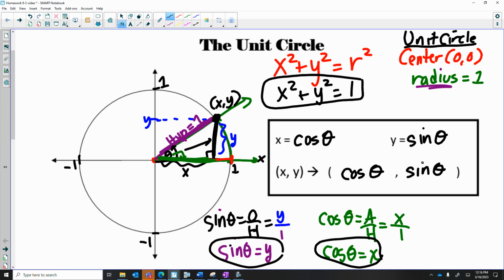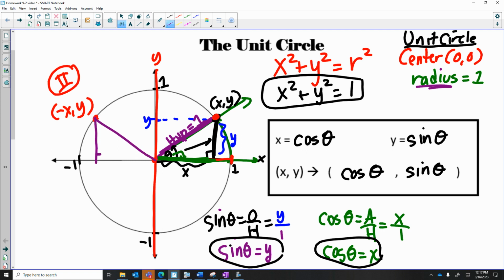So now what happens if I rotate this angle into quadrant 2? Well, I could do a reflection actually over the y-axis, and I'll land my point here in quadrant 2. Now this point's going to be a negative x and a positive y because in quadrant 2 we have negative x's and positive y's. So this is going to be my triangle here. Notice that it's perpendicular to the x-axis.